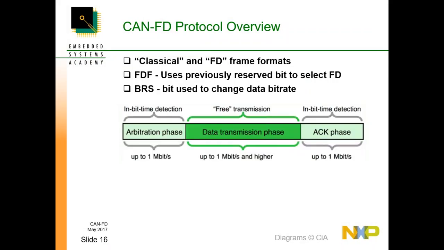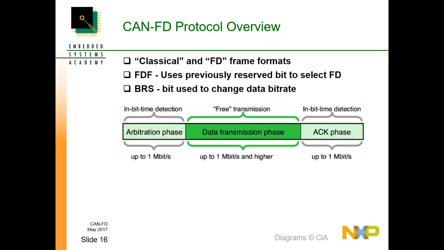CANFD controllers support transmission and reception of FD and non-FD frames at the same time. Providing all transceivers are FD compliant and all CAN controllers are also FD compliant, the 2 types of frame can appear on the same network. The FDF bit selects the FD frame format. Both types of frames support 11-bit and 29-bit identifiers. The FD frame can be transmitted with all bits at the same speed, or the data bits can be transmitted at a higher speed. This optional feature is selected through the use of a bit in the frame called the bitrate switch, or BRS for short.